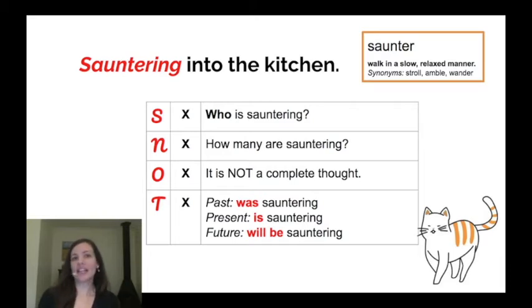And once I get to S, I don't even need to go all the way down the SNOT. Sauntering, no idea who's doing it. It is a phrase. But just for the sake of the example, we don't know how many are sauntering, nor do we know when it's happening, because I don't have that auxiliary verb, was, is, or will be to help me get tense.